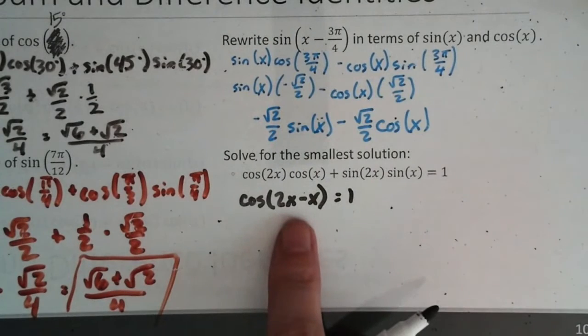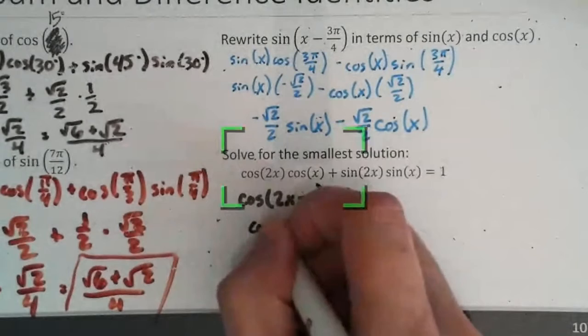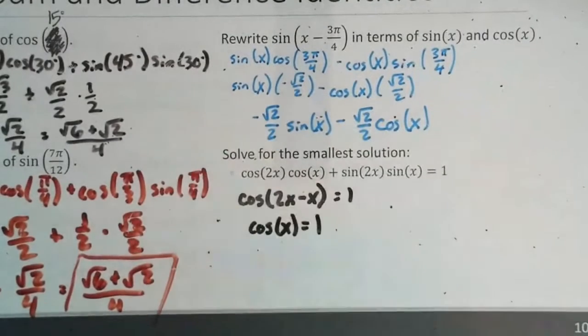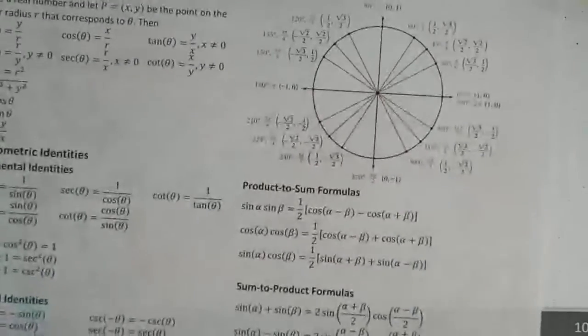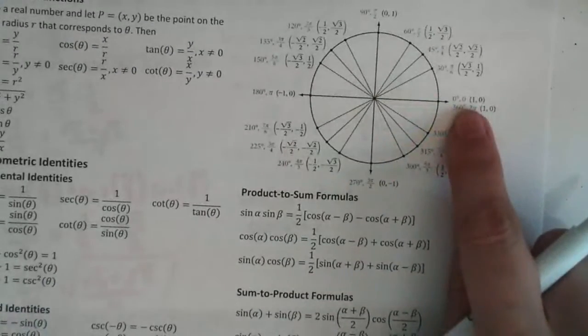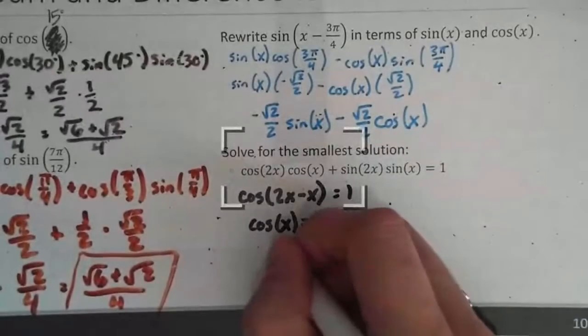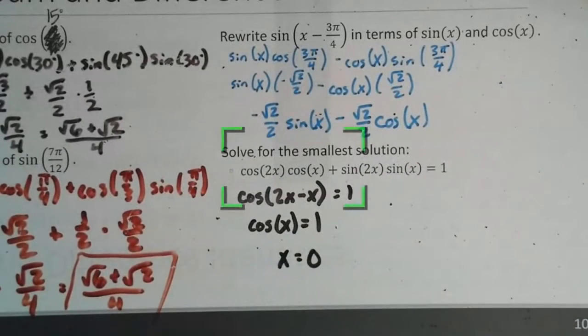But hey, in here I have 2x minus x. I know what that is. That's just x. So the cosine of x is equal to 1. On the unit circle, cosine is equal to 1 at 0. So I'm just going to be looking for x equals 0. Again, that one looks super complicated, but if you use your formulas right, then it simplifies down really nicely.